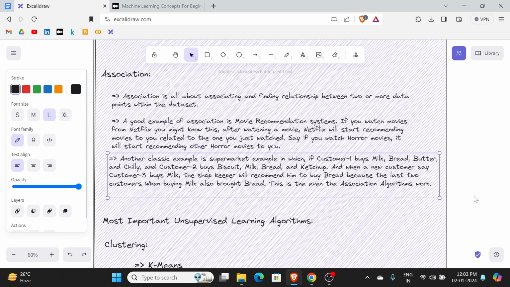The shopkeeper is watching all this, and a new customer enters and buys milk. The shopkeeper goes to this third customer and recommends that he buy bread, because he saw that the first two customers who bought milk also bought bread. So he is recommending the third customer buy bread because he bought milk. This is exactly how an association algorithm works.